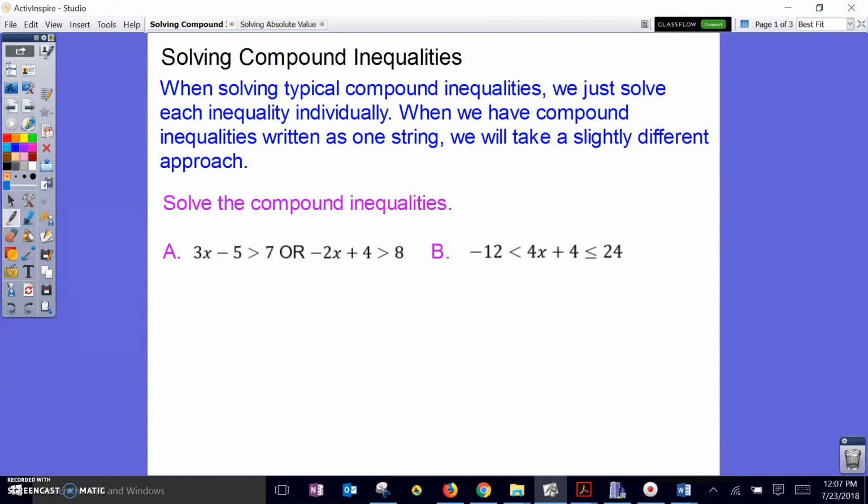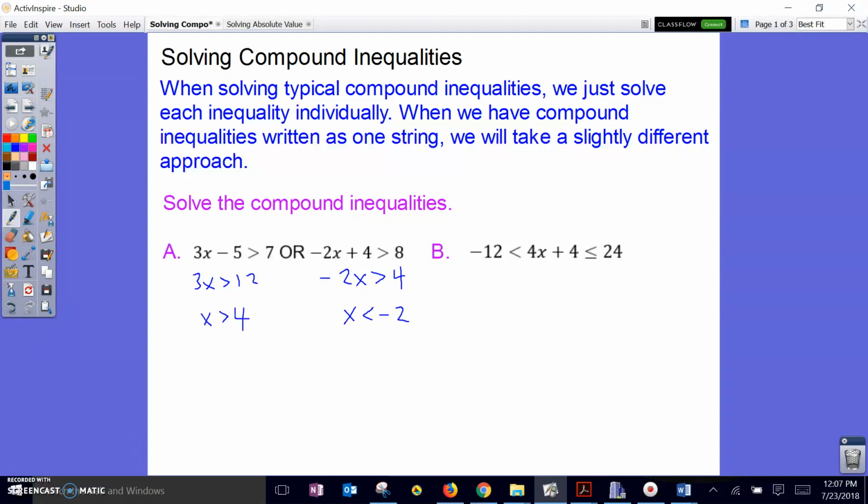In this case, since we have two simple inequalities separated by the or, we're just going to solve each one individually and maintain the or in between them. So I'm going to add 5 to both sides in the first inequality, and then divide both sides by 3, and we get x is greater than 4. And in the second inequality, I'm going to subtract 4 from both sides, and divide both sides by -2.